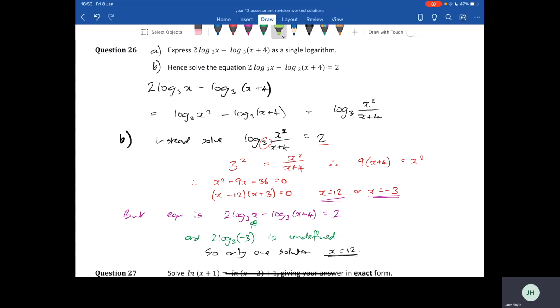And I haven't actually said this, but of course, put 12 in there, it's fine. Both of those turn out positive. Both of those work. So just check at the end. If you had left your answer like this in an exam, you wouldn't get all your marks for the question.